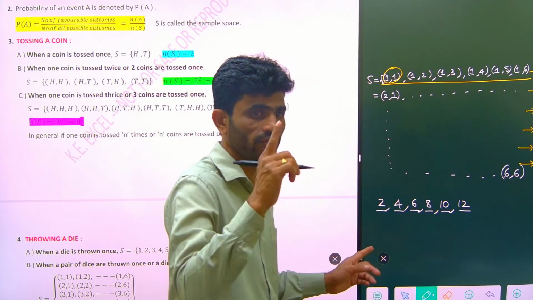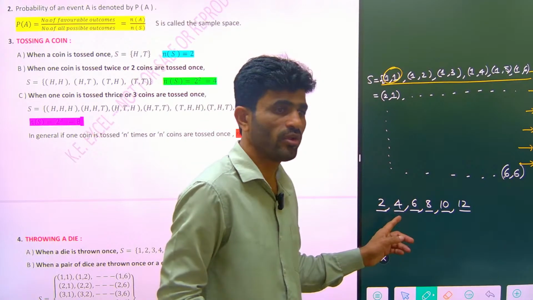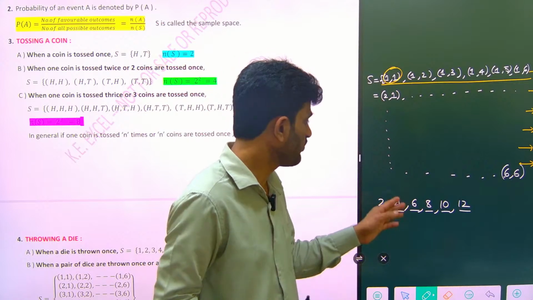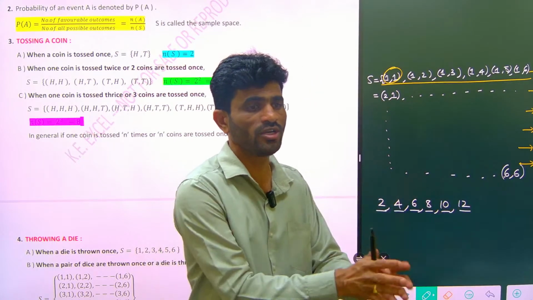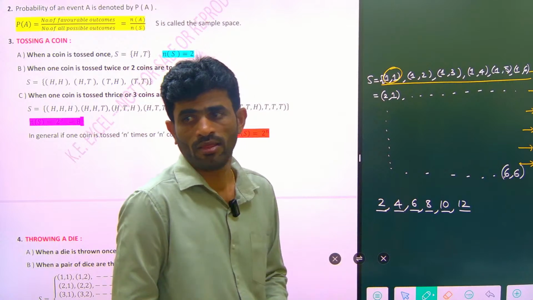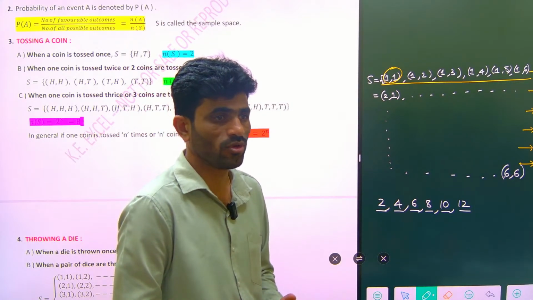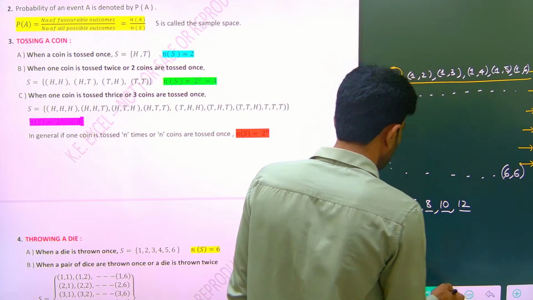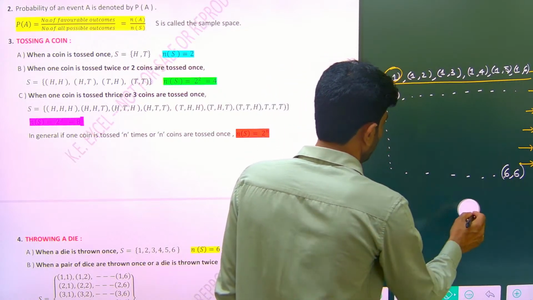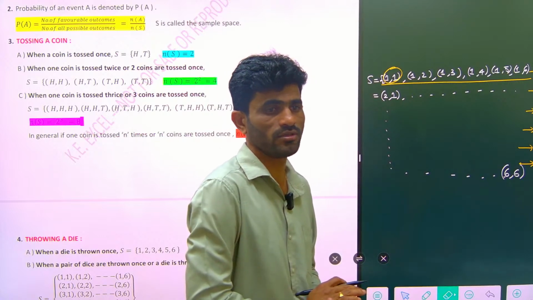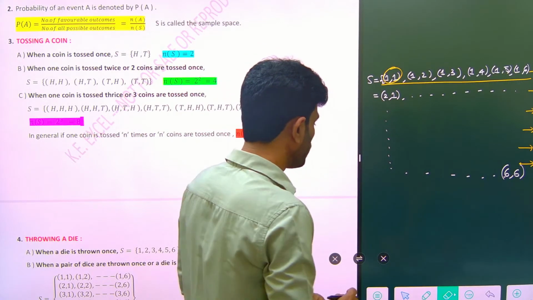For all these, what are the favorable outcomes we have to get? For 2 we got only 1, comma 1. For 4 we will have 3: 1, comma 3, 2, comma 2, 3, comma 1. Like that for each one, how many are there? Then total we have to count. Then you will get the total number of favorable outcomes. Total number of favorable outcomes by total possible outcomes. Understand? This is about 2 dice. Carefully write all the 36 and select the favorable outcomes carefully. Then you will get problems related to 2 dice.